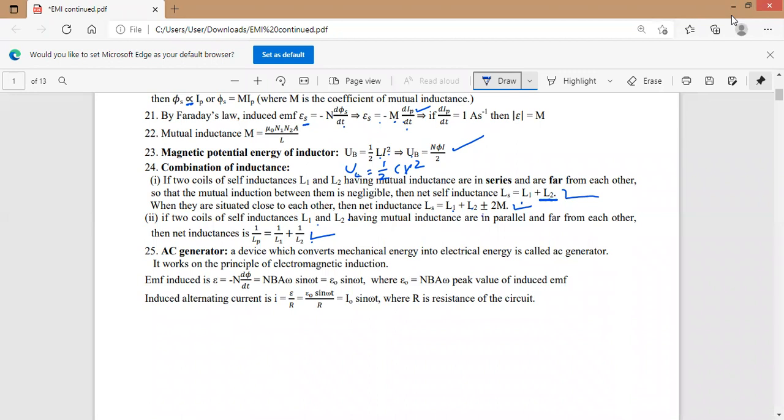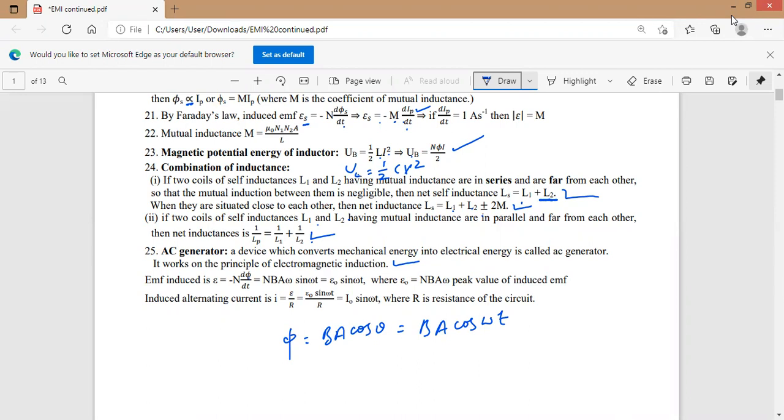Next, AC generator. A device which converts mechanical energy into electrical energy is called an AC generator. It works on the principle of electromagnetic induction. EMF induced in the coil is given, according to Faraday's law, by epsilon equal to minus N dφ by dt. The expression for flux is BA cos theta. Theta is equal to omega t, because angular frequency is the rate of change of angular displacement. Therefore, φ is equal to BA cos omega t.